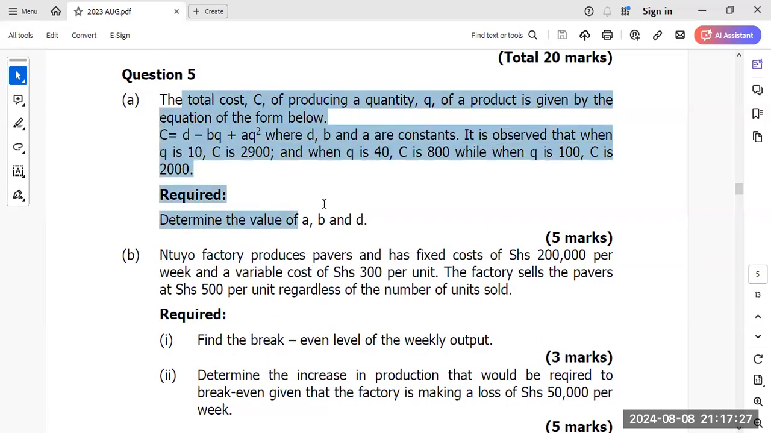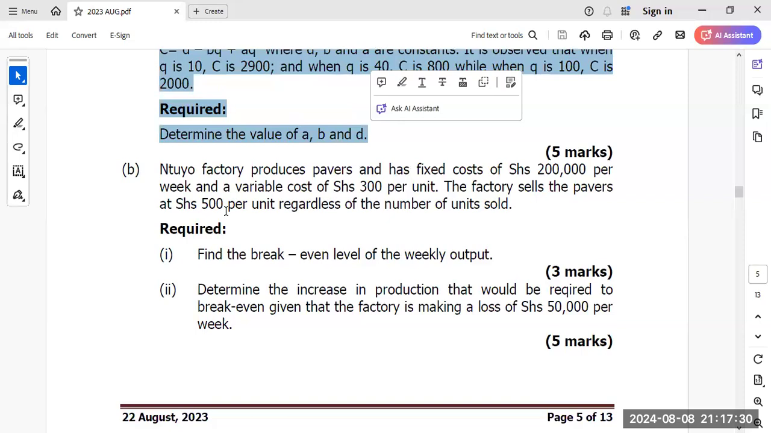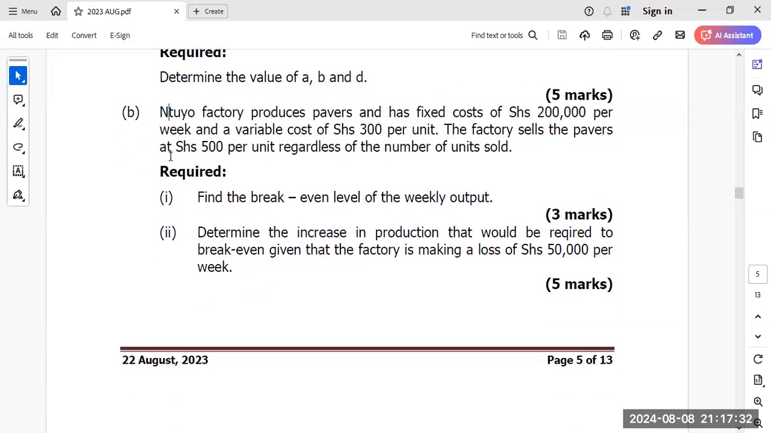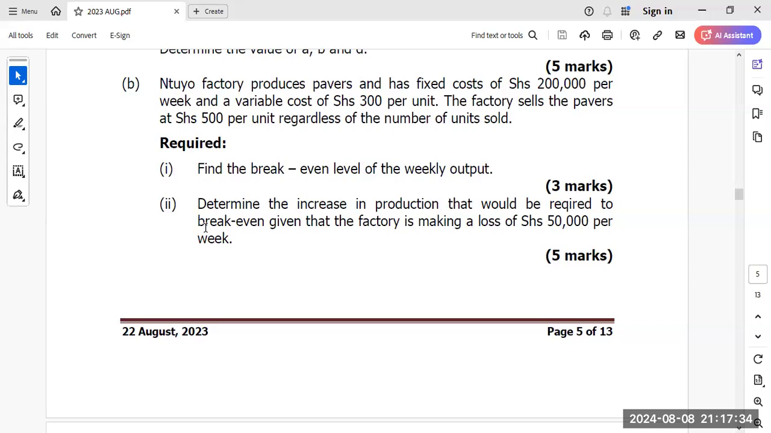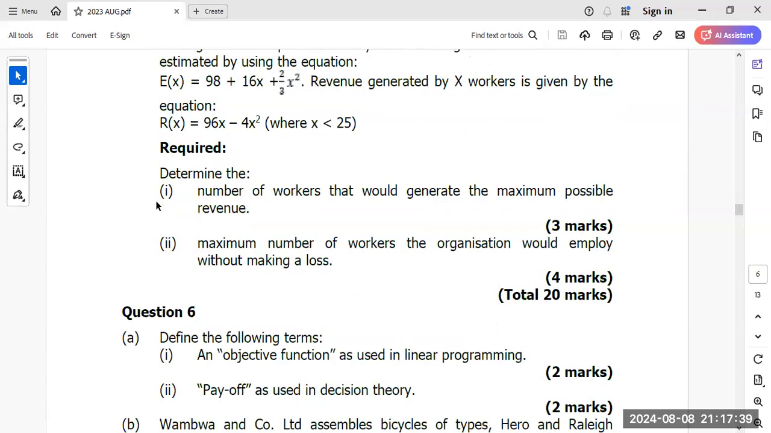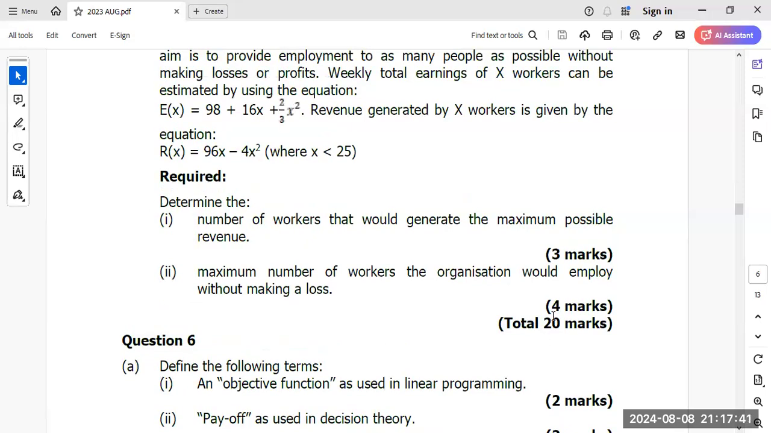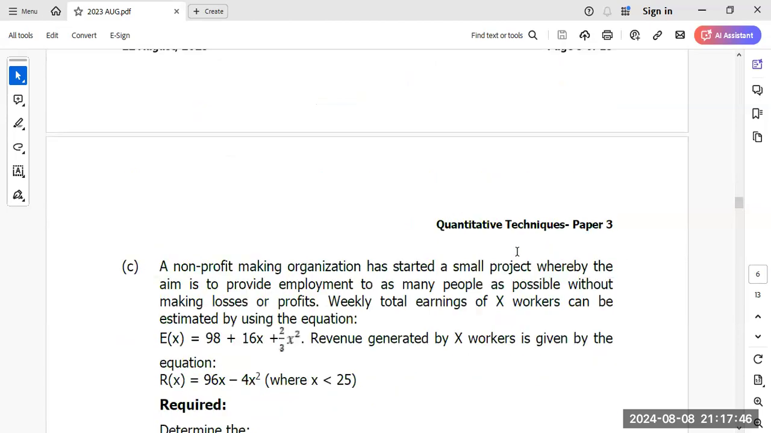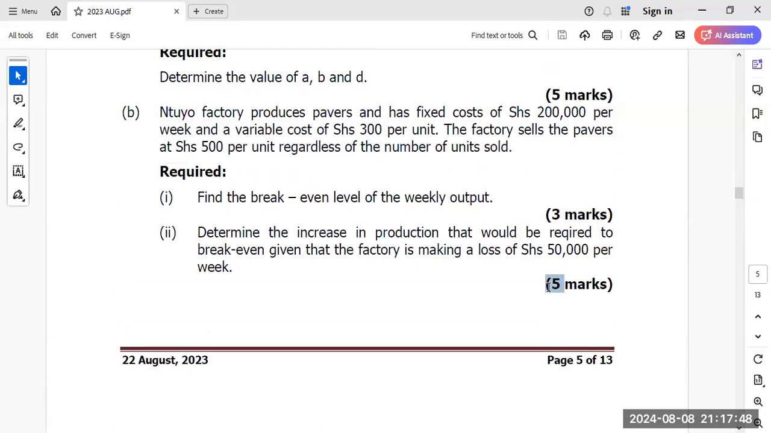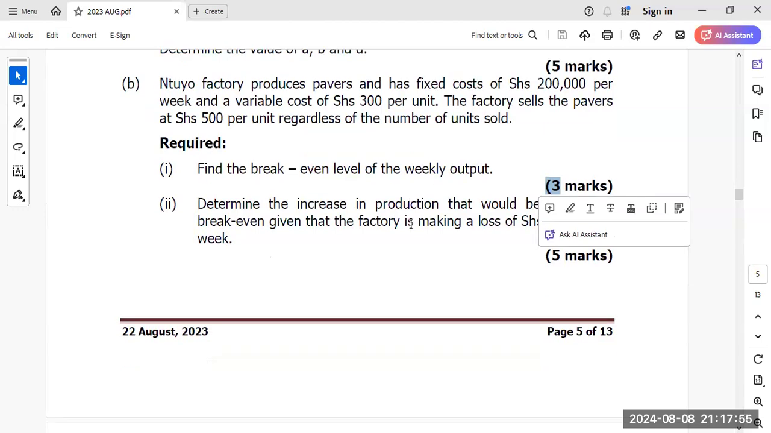This is just substituting and forming equations. Then you solve simultaneously. My focus is on part B and part C. How many marks? You have 3 plus 4, 7 plus 5. Those are 12 plus 3. Those are 15 marks on calculus.